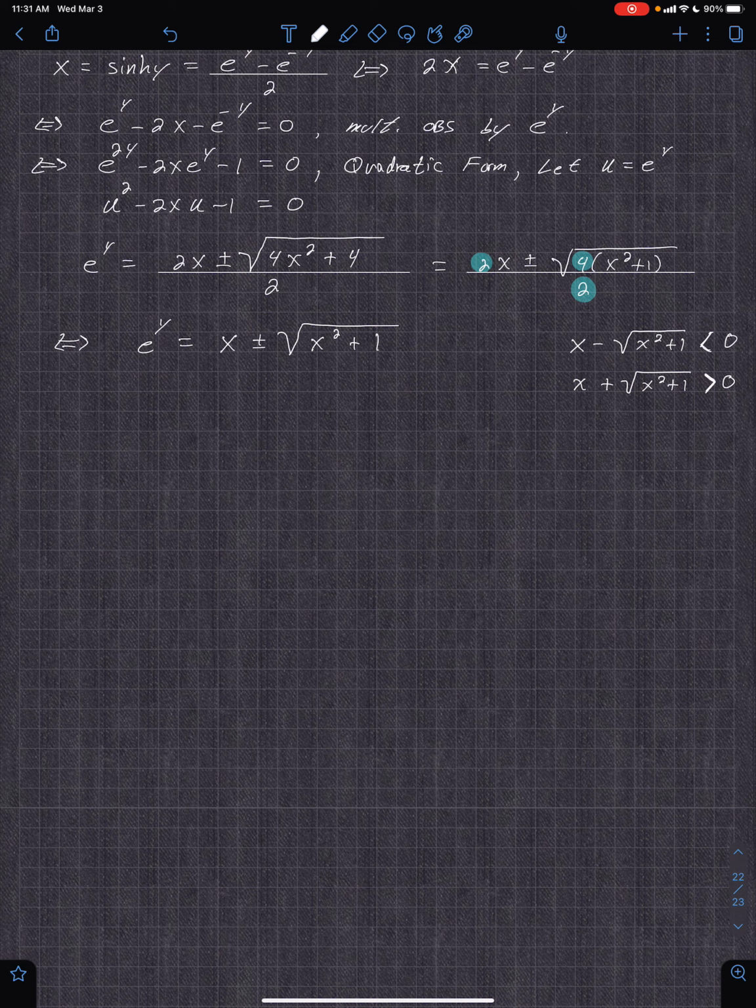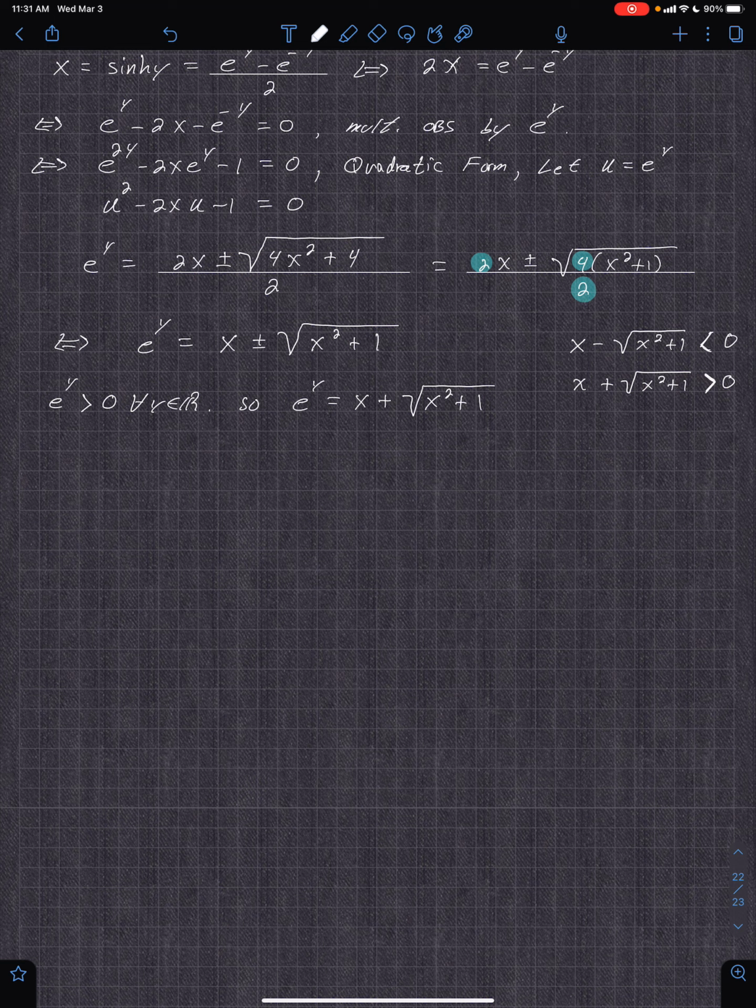And so we need to throw out the negative case. But why do we throw out this case? Because the exponential is always positive. So e to the y is greater than 0 for all y. So e to the y must be the positive case: x plus the square root of x squared plus 1.